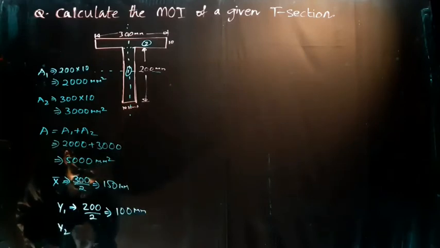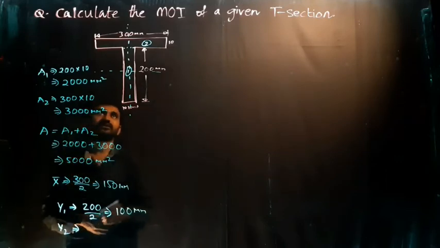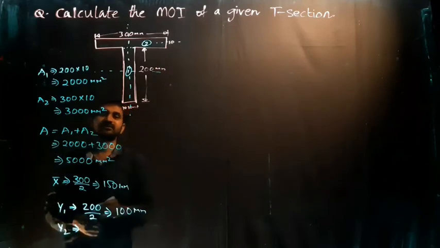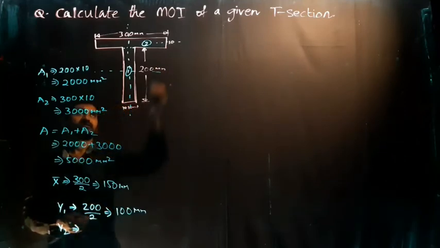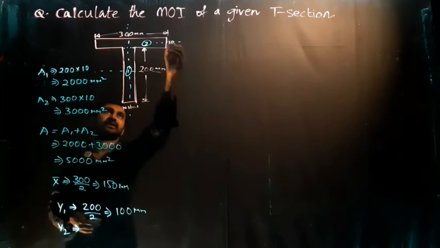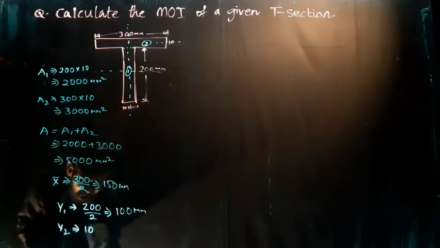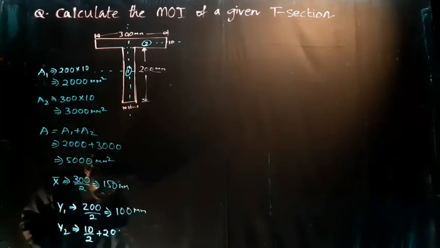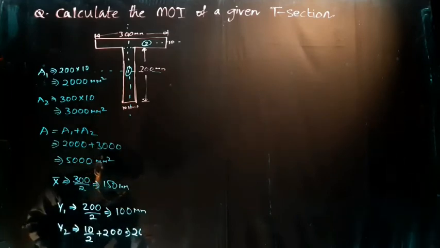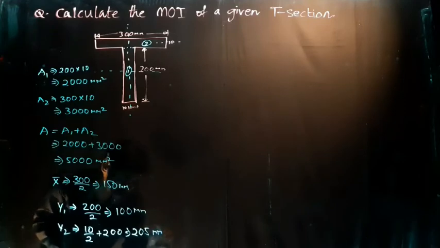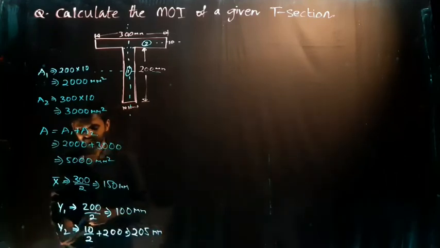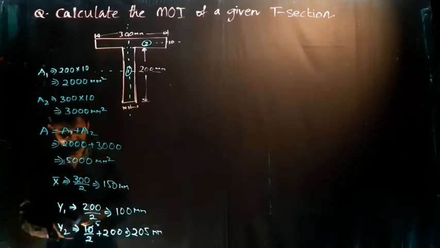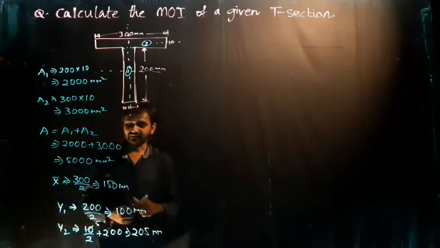And similarly I need to calculate y2. What is y2 here? Y2 is nothing but, this is my second diagram. So I have to make a cut here. So this is 10 by 2 plus 200. So this is 205 mm. Then I got y1 and y2.